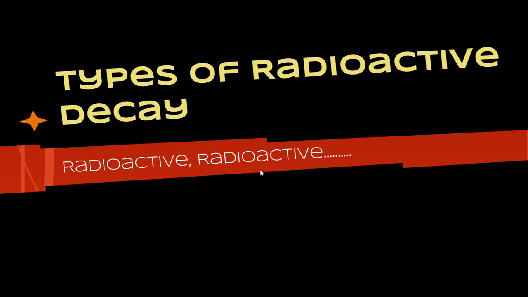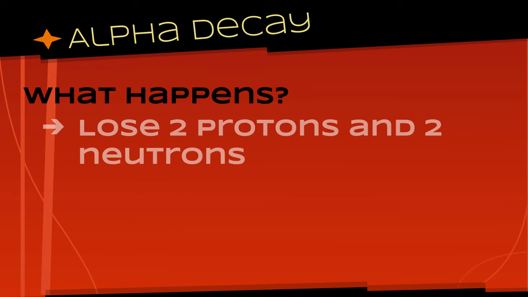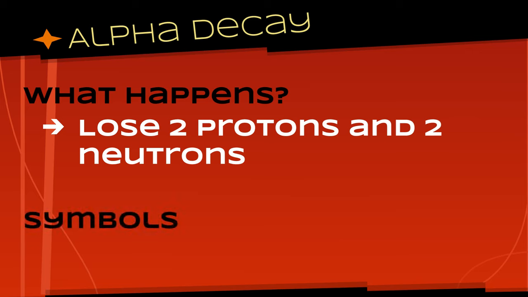Alright, so today we are going to start talking about radioactive decay. And the first one in this video, what we're going to focus on, is called alpha decay. And what happens in alpha decay is that we're going to lose 2 protons and 2 neutrons from the nucleus of the atom. And the symbols for this, what you'll see in a nuclear reaction equation, is you'll see a 4 over 2, and then it'll say He.